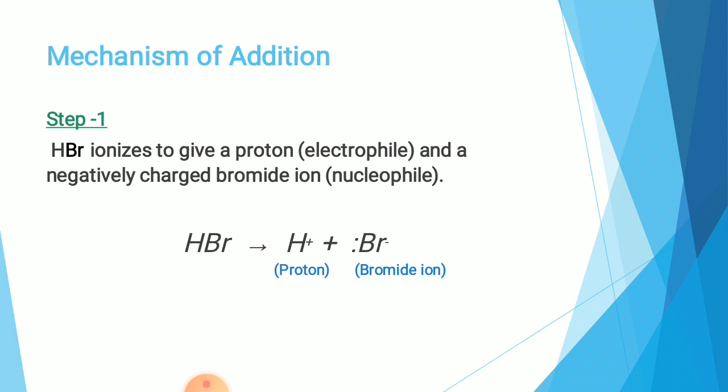Again coming to step 1. Here HBr, hydrogen bromide, ionizes and is divided into two parts. One is a positively charged part, that is a proton, which is an electrophile, and the second one is a negatively charged bromide ion, which is a nucleophile. So here also the hydrogen bromide is divided into one electrophile part and another nucleophile part.